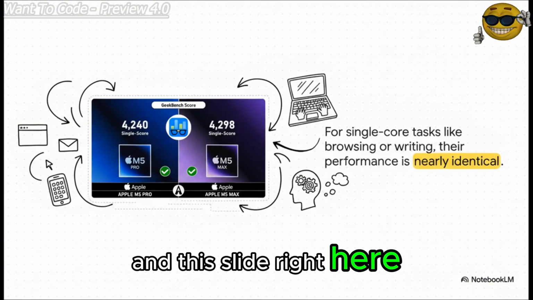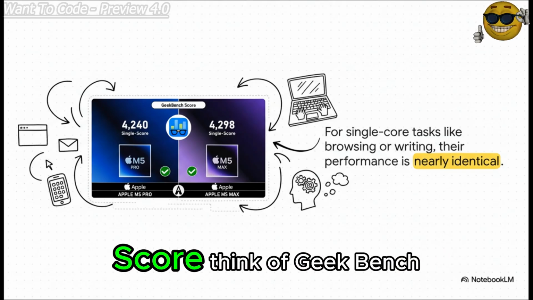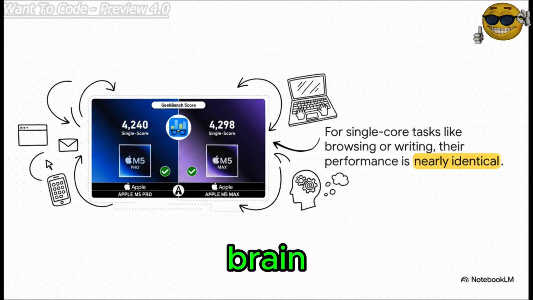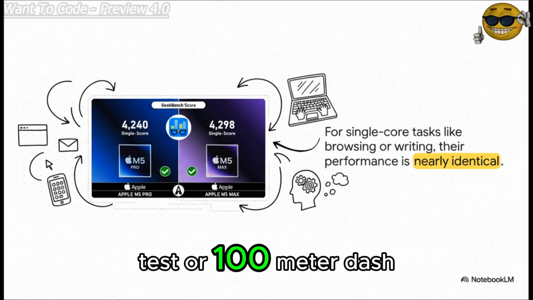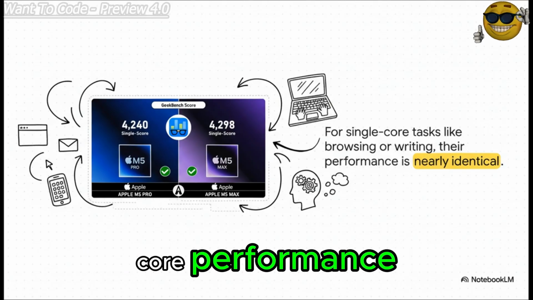And this slide right here proves that point perfectly. What you're looking at is something called a Geekbench score. Think of Geekbench as a standardized fitness test for a computer's brain, kind of like an IQ test or a 100-meter dash for a chip. This specific test measures single-core performance.